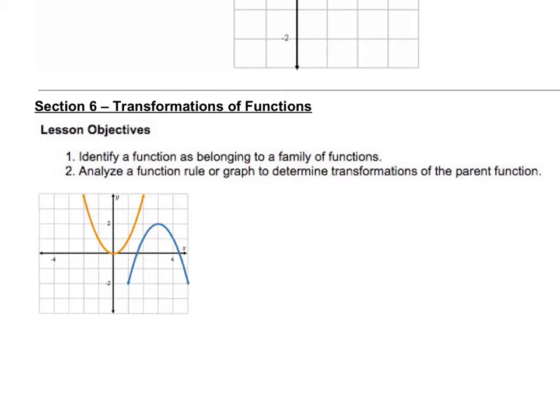Okay, welcome to yet another installment of the pre-calculus videos. This is section 6, called transformations of functions. Our objectives: we want to identify a function as belonging to a family of functions. We'll talk about that, and then analyze a function rule or graph to determine transformations of the parent function.